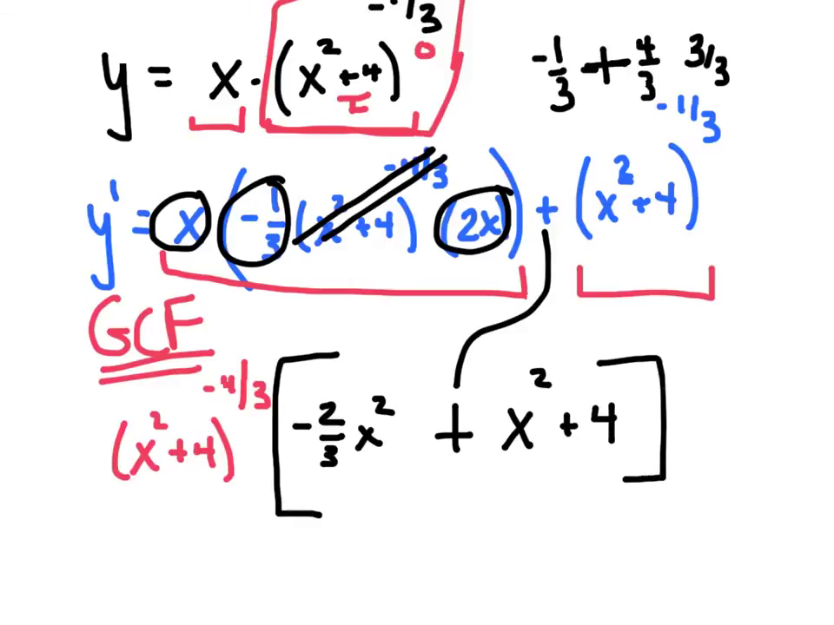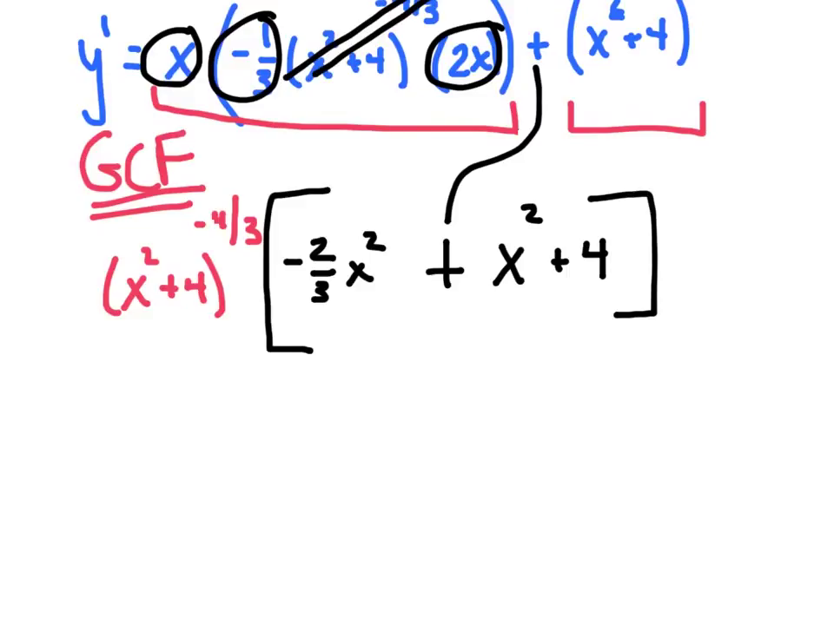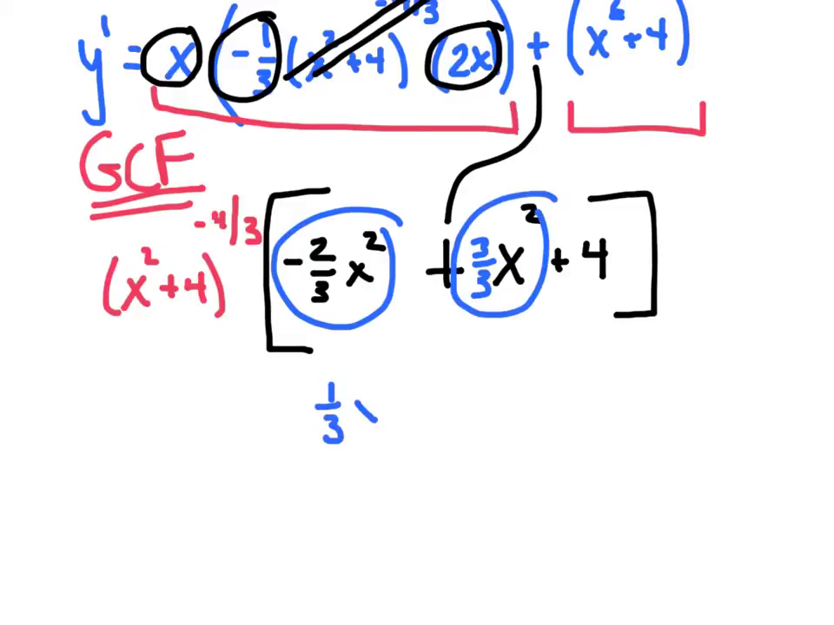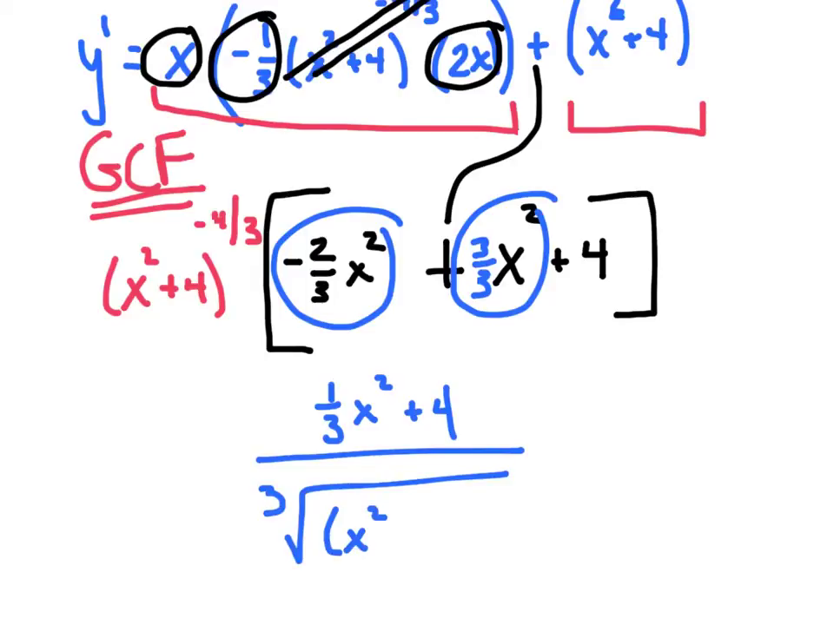Lastly, I'm just going to clean this up a little bit to make sure it matches my multiple choice answers. I can add negative 2/3 x squared, and of course I'll call that 3/3 x squared. And that leaves me with 1/3 x squared plus 4. And this other stuff I'm just going to move to the bottom and call it the cubed root of x squared plus 4 to the 4th.